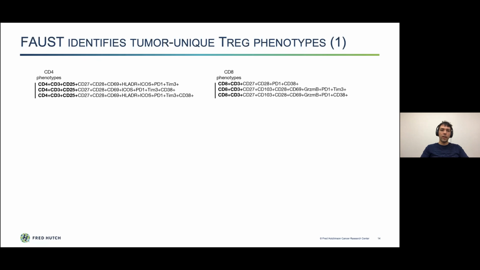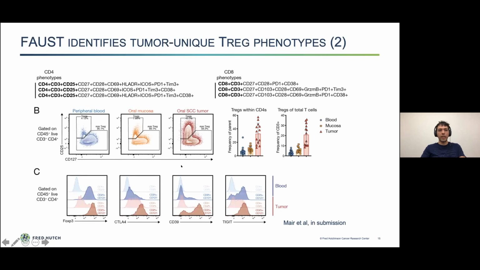We tried to simplify that reported FAUST phenotype for manual gating. And we, of course, first assessed the overall abundance of TREGs. And this is by no means new. As you would expect, there is a really large population of TREGs in most of these tumors, which is shown here in these three flow plots by depicting CD25 versus CD127 expression. And here on the right-hand side, quantified as a frequency within CD4s and as a frequency of total T cells, you can see that in the chronically inflamed oral mucosa you have a slight increase compared to peripheral blood, but this is much more drastically increased in the tumor microenvironment.